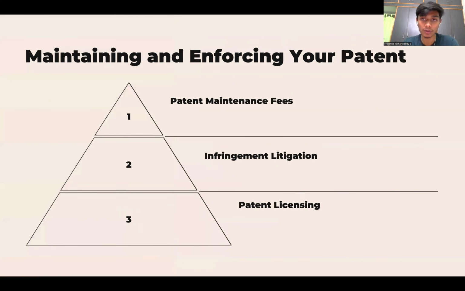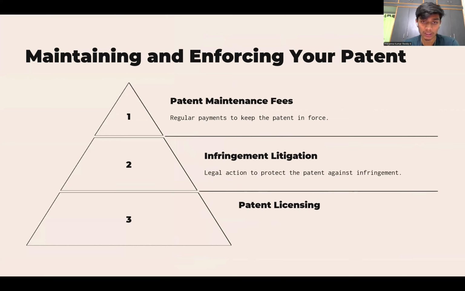And maintaining and enforcing your patent. This consists of three main steps, that is the patent maintenance fee, infringement litigation and patent licensing. In patent maintenance fee, regular payments to keep the patent in force. Like we need to keep on making the regular payments to keep the patent in force.